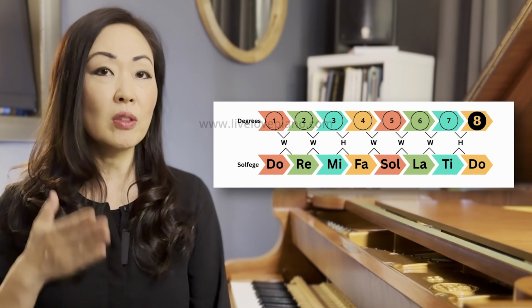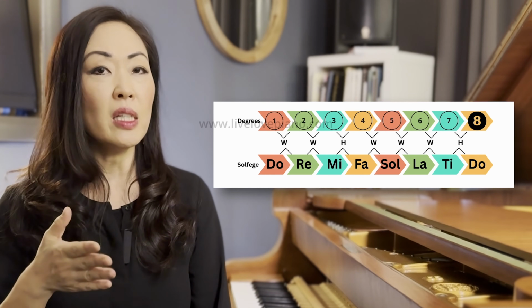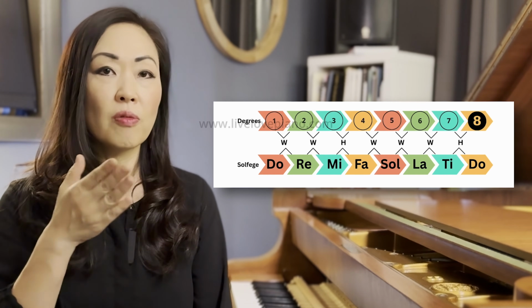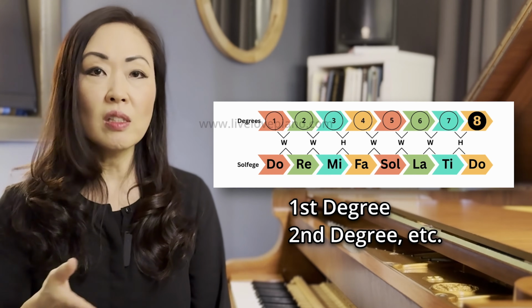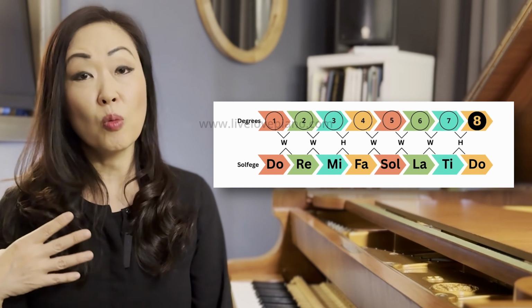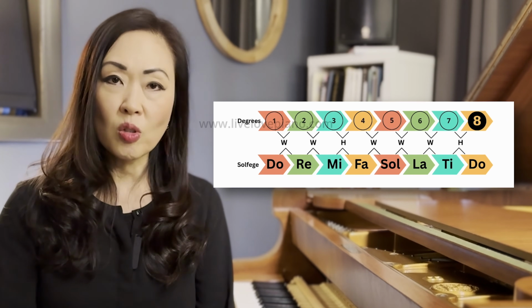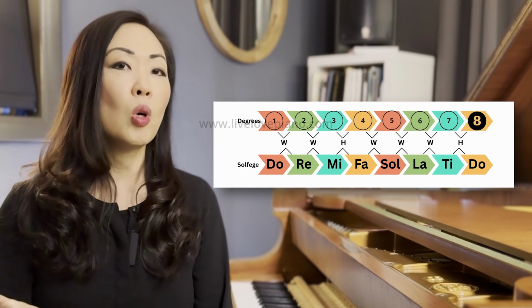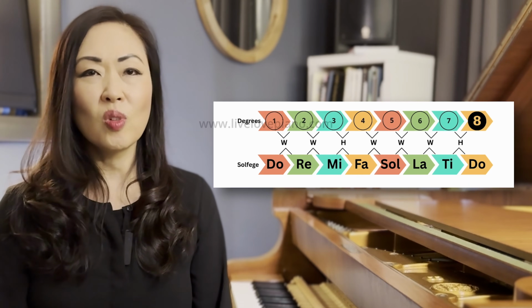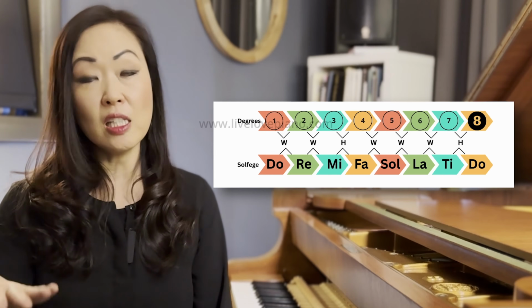When we talk about the different letter names in a major scale, we can either call them by their degree. So the first note is degree 1, second note would be degree 2. My preferred way is to actually just use solfege, also known as do, re, mi. So do, re, mi, fa, sol, la, ti, do. Depending on where you live, you might say do, re, mi, fa, sol, la, si, do.